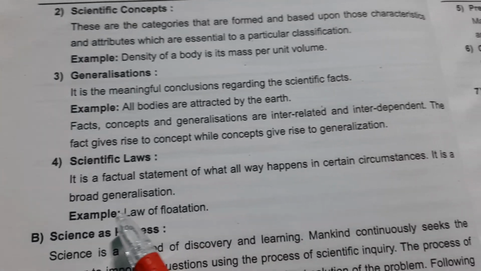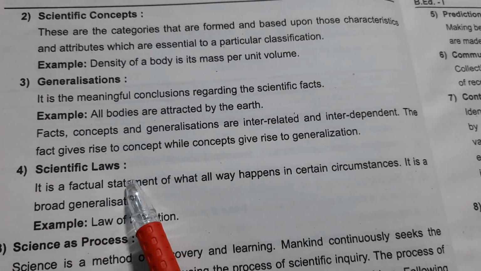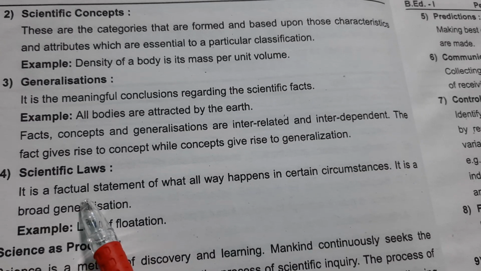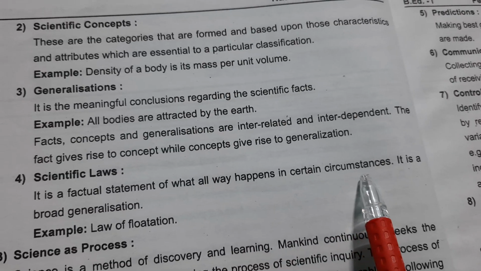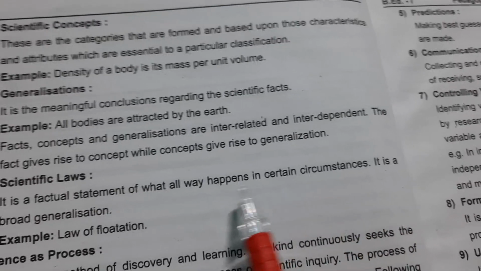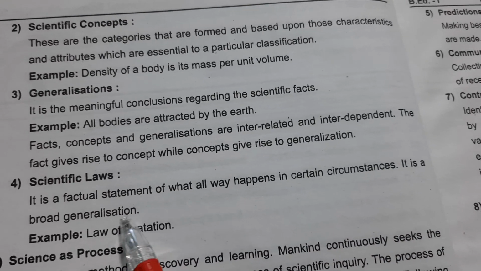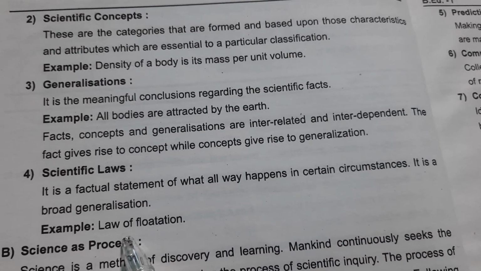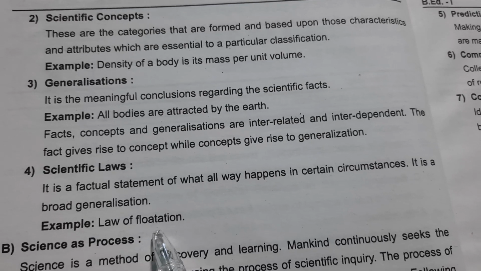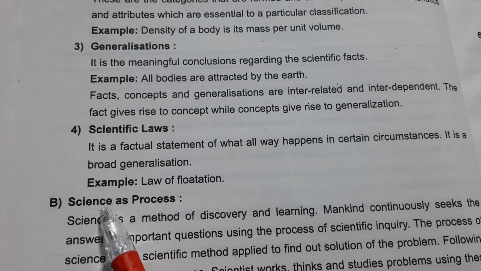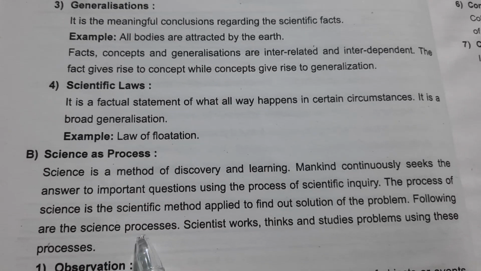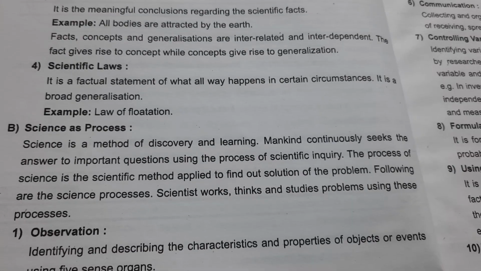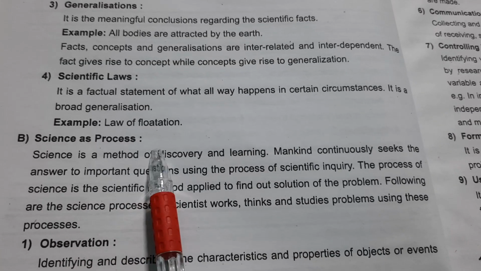Next we have the scientific laws. It is a factual statement of what always happens in certain circumstances. It is a broad generalization. An example is the law of flotation. Next, let us see science as a process. You all can take down these notes. So, science as a process.